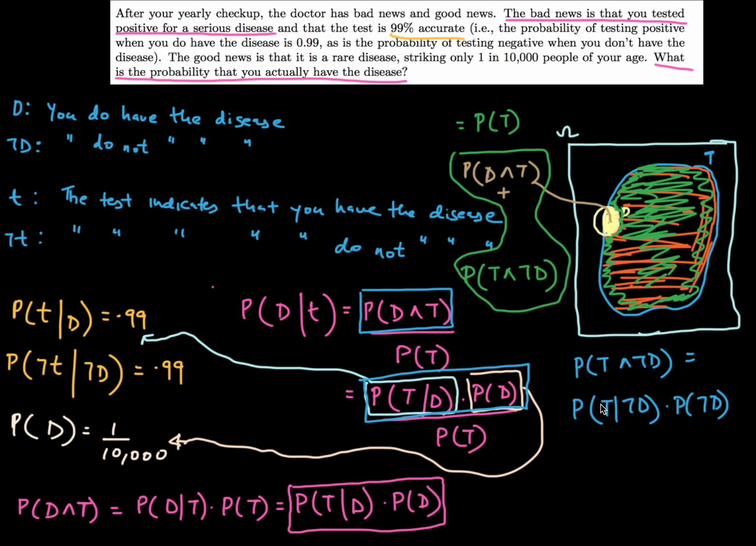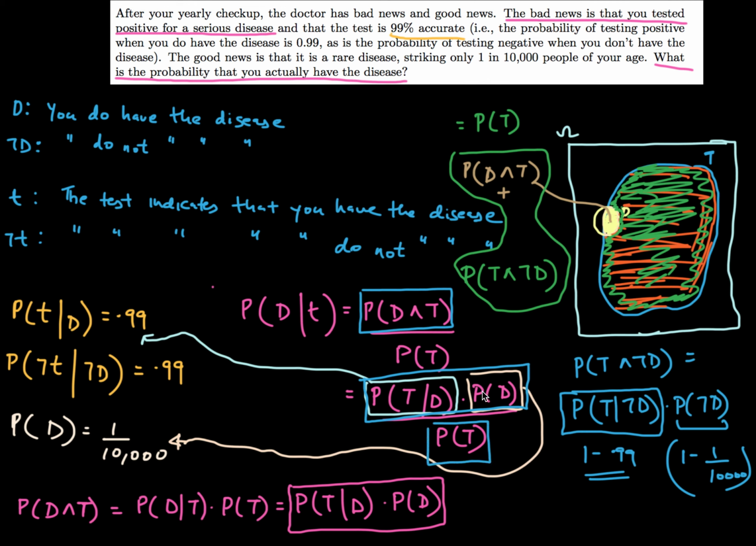So what is the probability of the test being positive given that you do not have the disease? Well, the accuracy of the test is 0.99, so this piece indicates the inaccuracy of the test. How inaccurate is the test? Well, the inaccuracy of the test here is 1 minus 0.99. Okay, and the probability of not having the disease is 1 minus 1 over 10,000. Multiply the two together, take that value, which is the probability of T and not D, add it with the probability of D and T, and that's going to be a denominator, which is nothing but the probability of T.